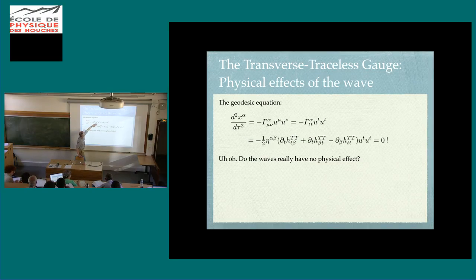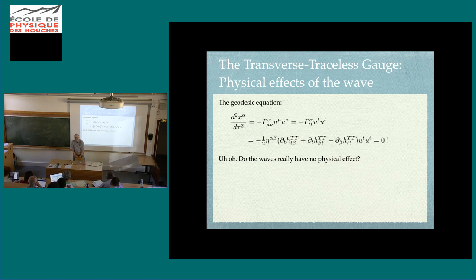Geodesic equation is this, and I'm thinking about a mass at rest, so only the time component of its forward velocity is not zero. And I'm going to evaluate this in the transverse-traceless gauge using the definition of what the Christoffel symbol is. And I've got a time index here and a time index here and a time index here. Those components of the perturbation are all zero.